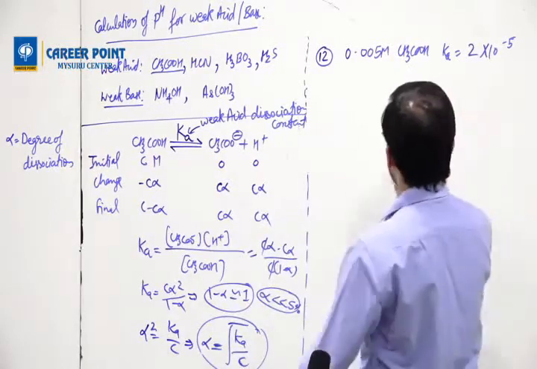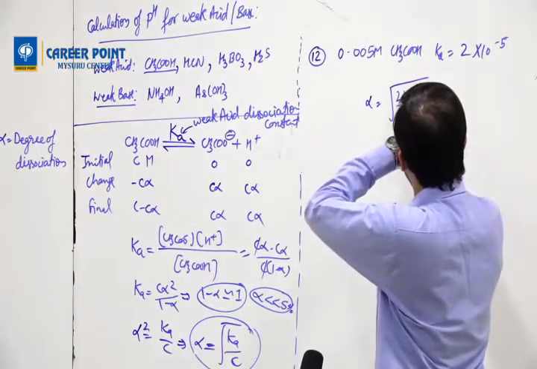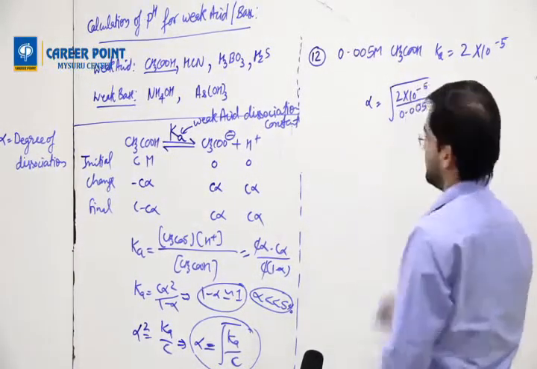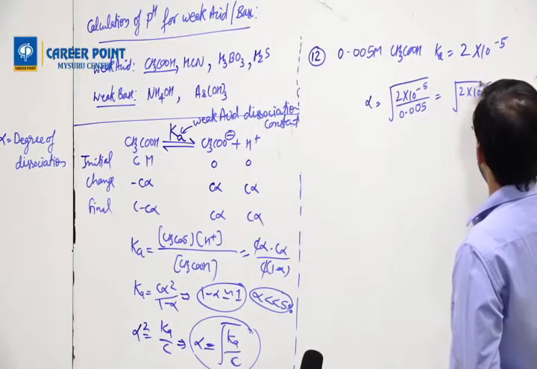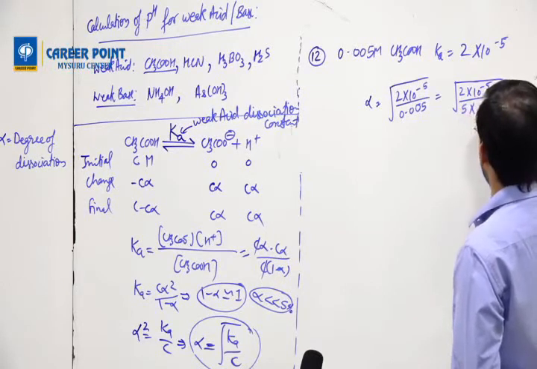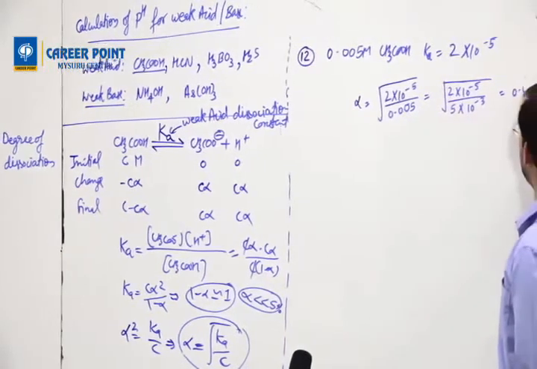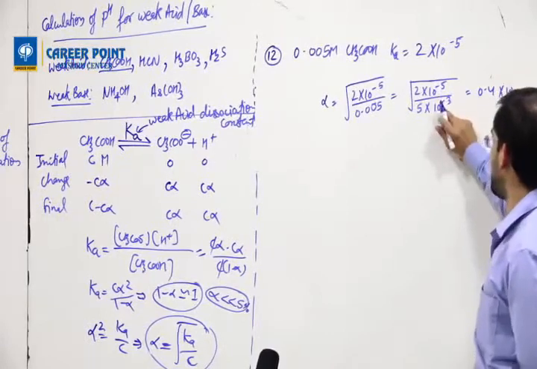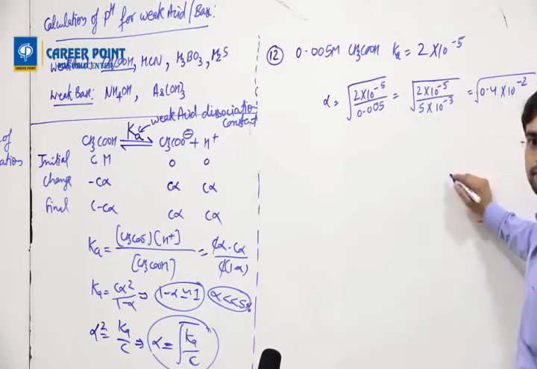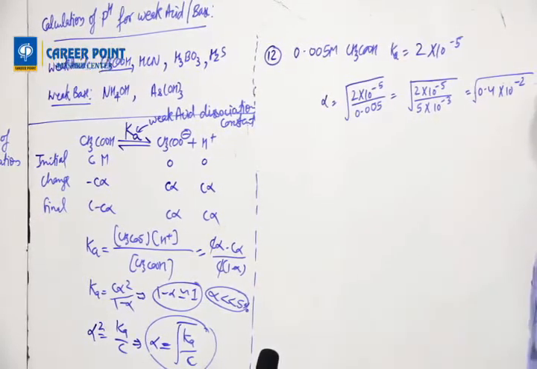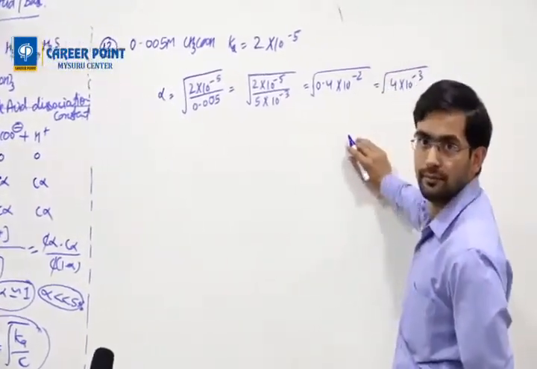Okay, so first we'll find alpha. Under root of 2 into 10 power minus 5 divided by 0.05. This is the alpha formula. So 2 into 10 power minus 5 divided by, this could be written as 5 into 10 power minus 3. Right? Then this could cancel as 0.4 into 10 power minus 5 minus of minus 3, that will become minus 2, under root. Right? Okay. So then what I can write, 4 into 10 power minus 3. Correct?